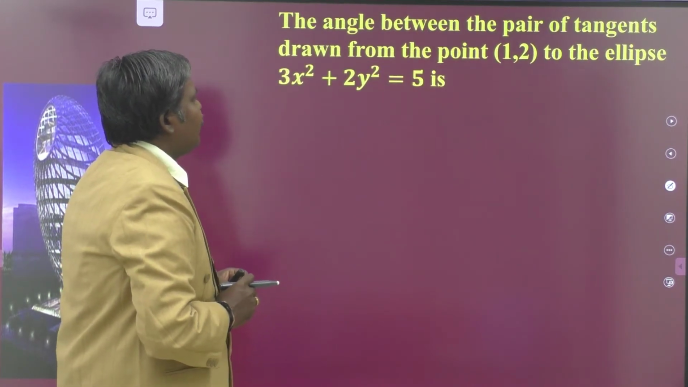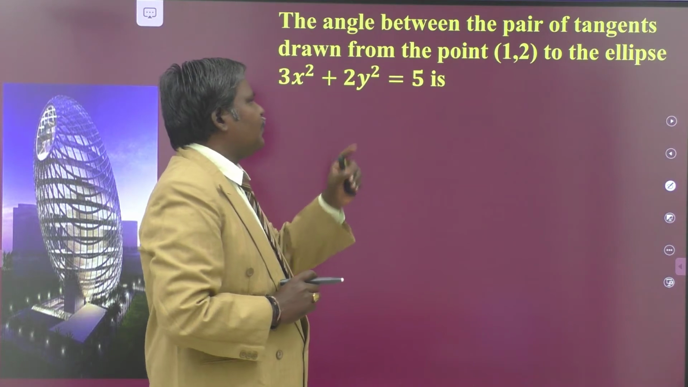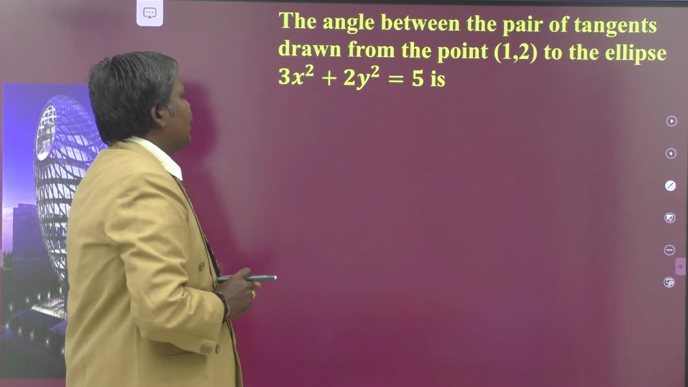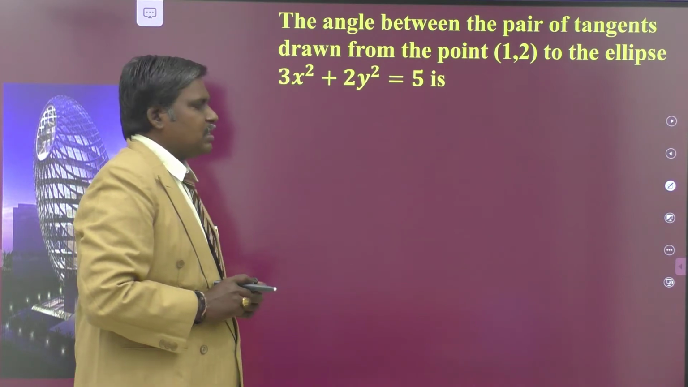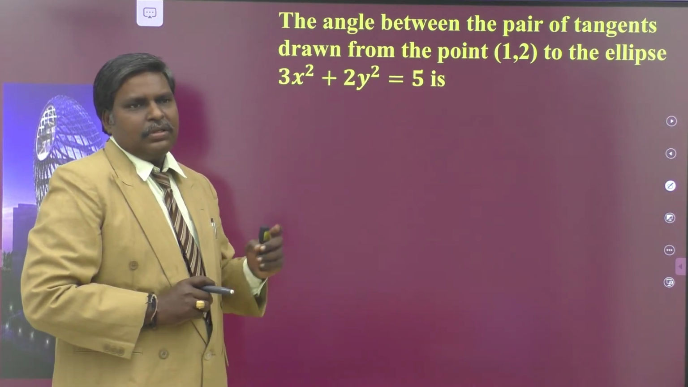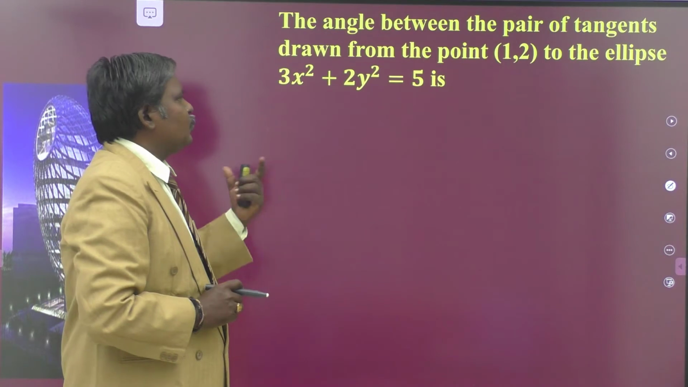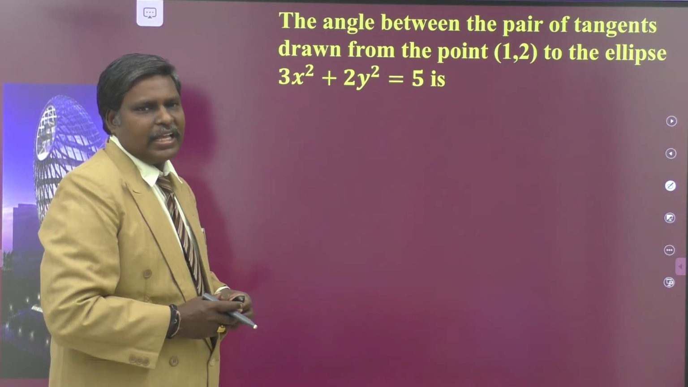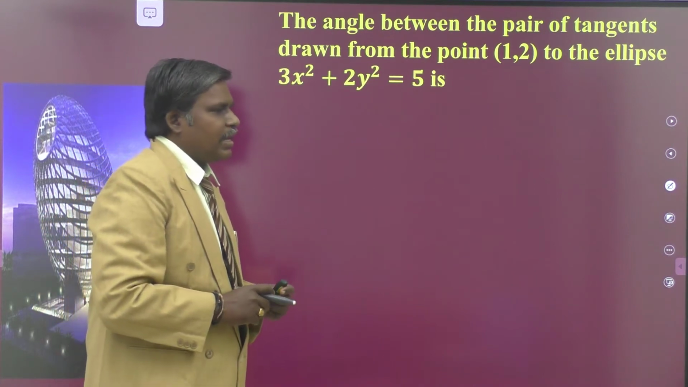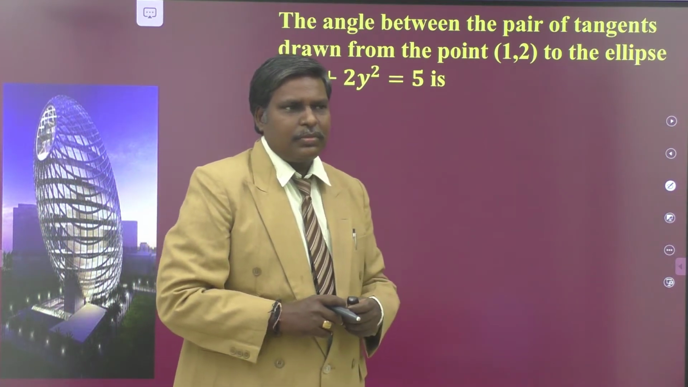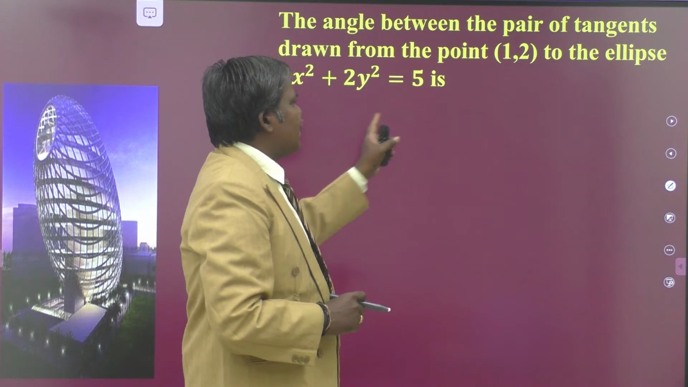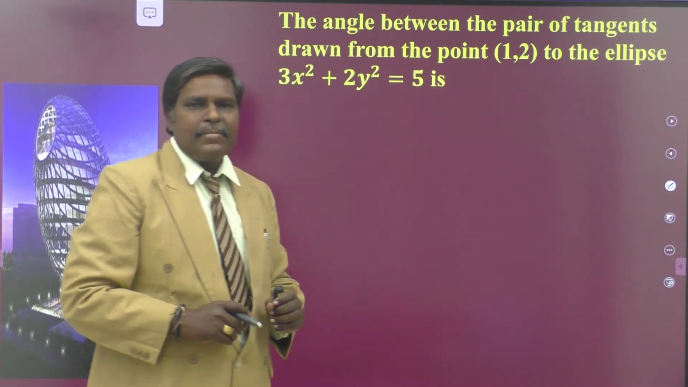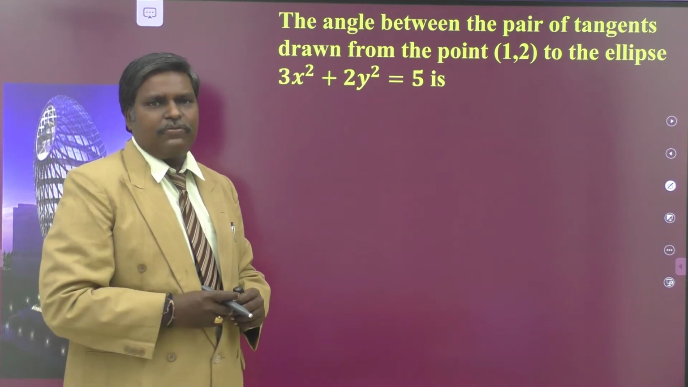The angle between the pair of tangents drawn from the point 1 comma 2 to the ellipse 3x square plus 2y square is equal to 5 is what? There are so many methods to find the angle between them. By finding the slopes itself, you can find the angle between them, or you can write the direct formula also. So write the general tangent, substitute the point, make a second degree equation in M, and then get the values of M.